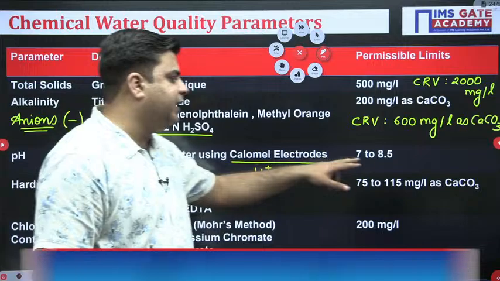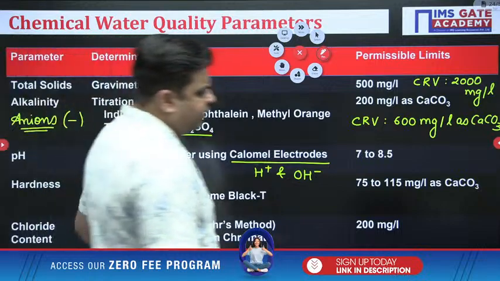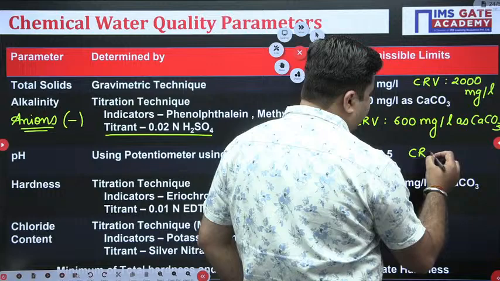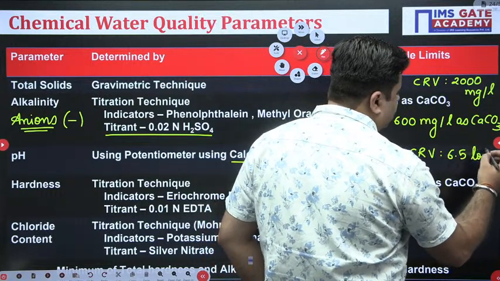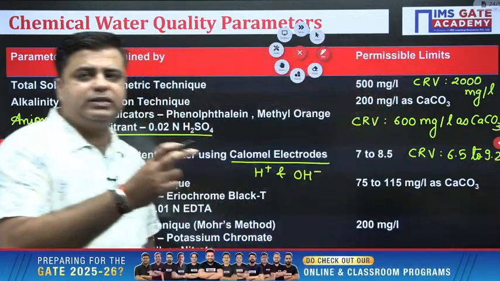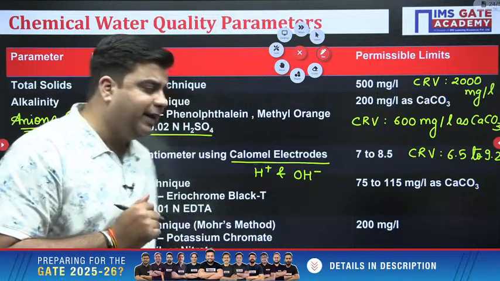Usually the water that we supply, we keep that pH in the range of 7 to 8.5. That is the permissible limit. Cause for rejection value will be 6.5 to 9.2, means in that range also you can supply water into the community for very less duration.